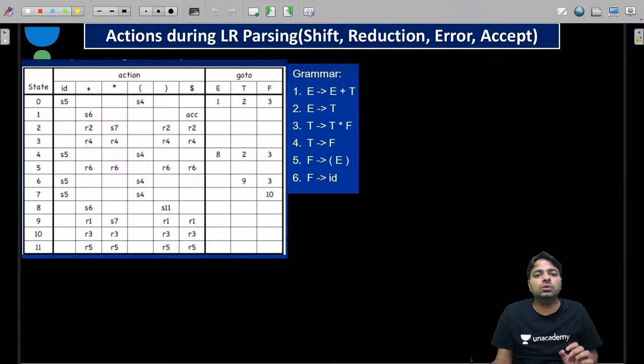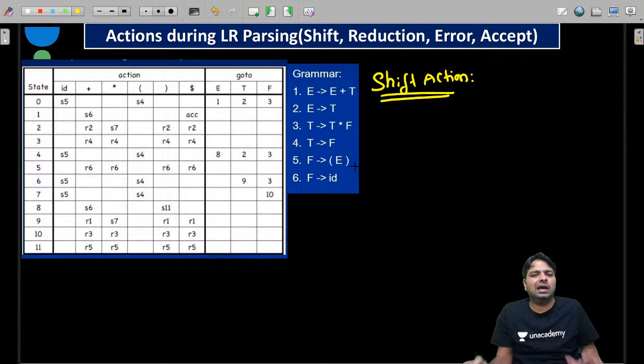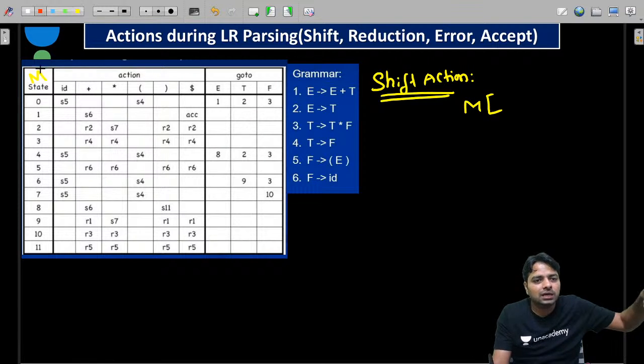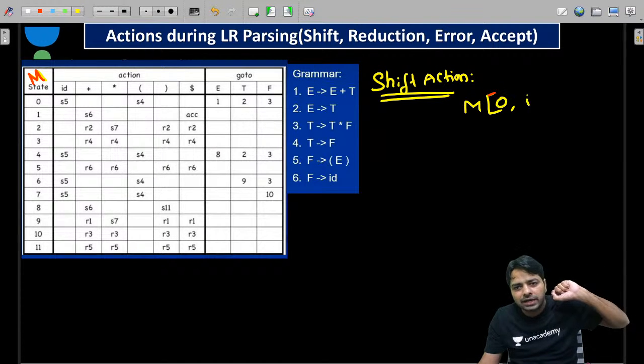So for that, you need to understand there are actions. What is a shift action? What is a reduce action? Error, accept. We are going to understand. Shift action means you got an entry in the table. Assume the table name is M. Inside the M, you are looking for something, let's say 0, ID.